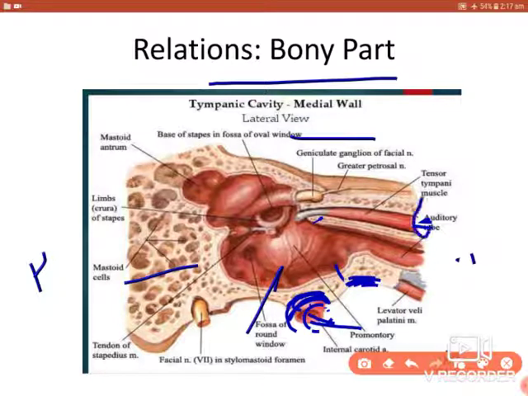Here this forms the superior relation, the tensor tympani and this bony projection. Then here the thin plate of bone forms the inferior relation. Then laterally we get the tegmen tympani.